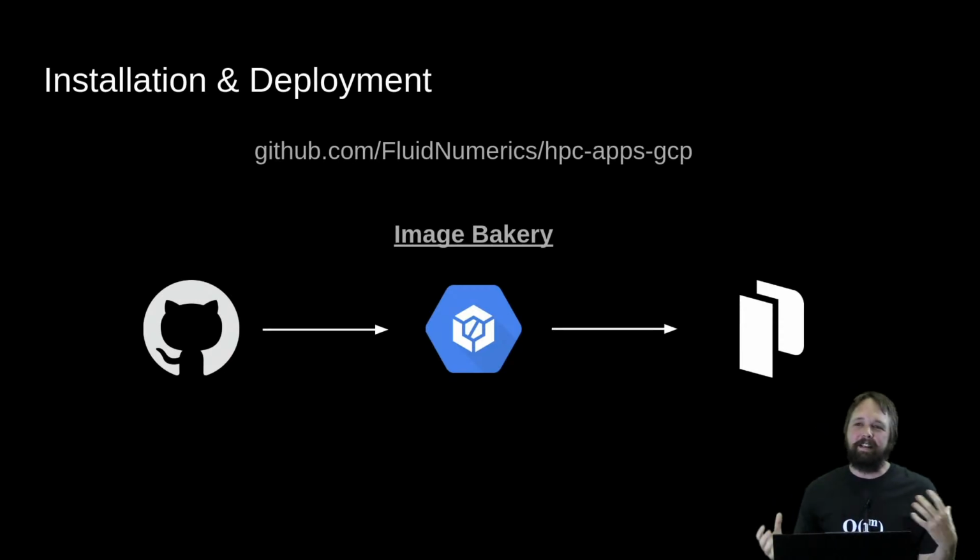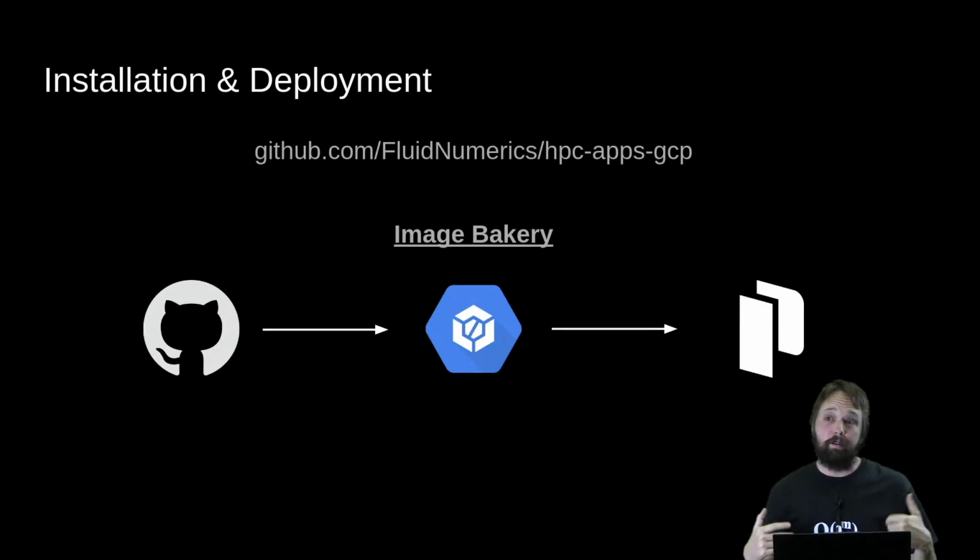The key ingredient here for getting all this off the ground and making it reproducible for you to use is what we call an image bakery. This consists of 3 basic ingredients. Primarily, we have a Git repository, which is this Fluid Numerics HPC apps GCP repo. We connect that to a service to do continuous integration and continuous deployment. And here we're using Google Cloud Build so that anytime I make a push to a particular tag or a particular branch on this repository, the WRF image will get built.